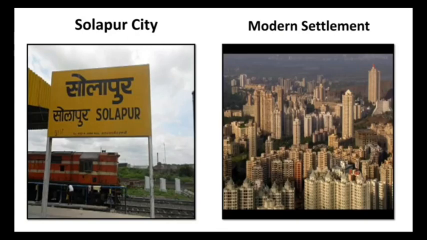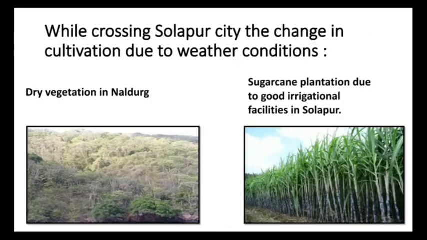They observed modern settlements, houses made up of cement, sand, rubble. They also spotted malls, big restaurants, etc. While crossing Solapur city, they observed that the vegetation they observed when they had left Naldurg was dry.